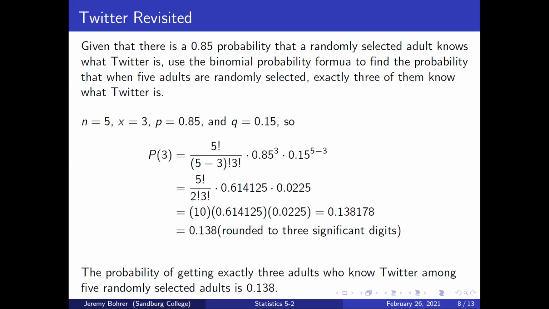0.614125 times 0.0225, which is 10 times 0.614125 times 0.0225, which is about 0.138178, and we can round that off to 0.138. The probability of getting exactly 3 adults who know Twitter among 5 randomly selected adults is 0.138.